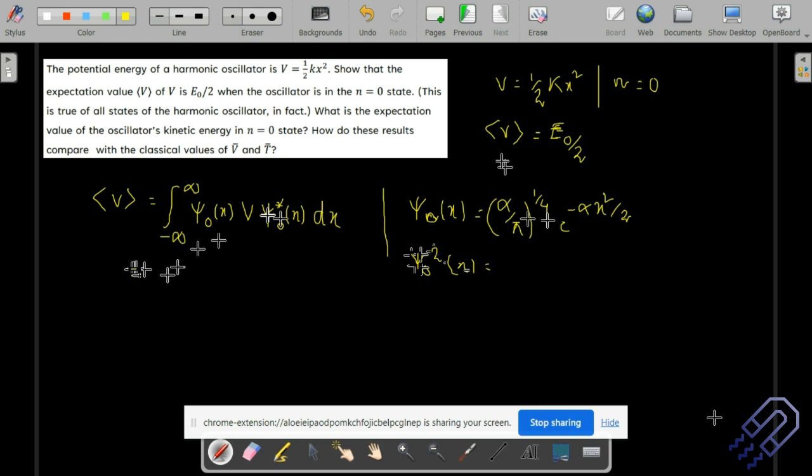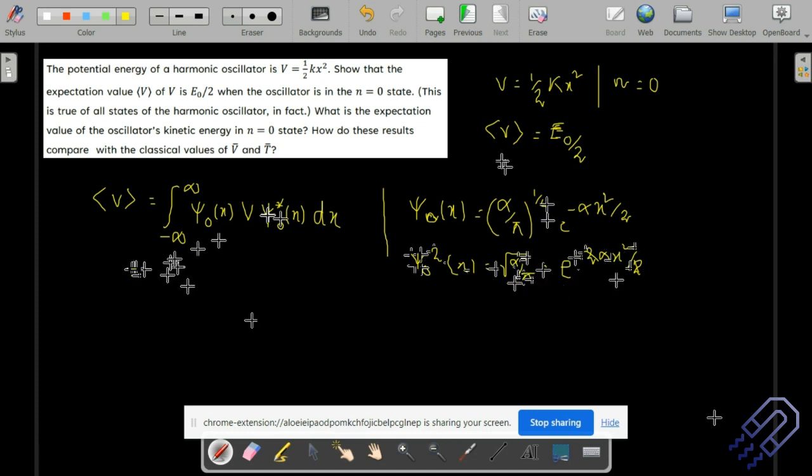So if I do that and I square this term, this would be nothing but root over of alpha by pi. If we square this, we get that 4 and 2 gets cancelled into e to the power minus 2 alpha x squared divided by 2. So these 2 and this 2 will get cancelled, and I'm going to get this term.